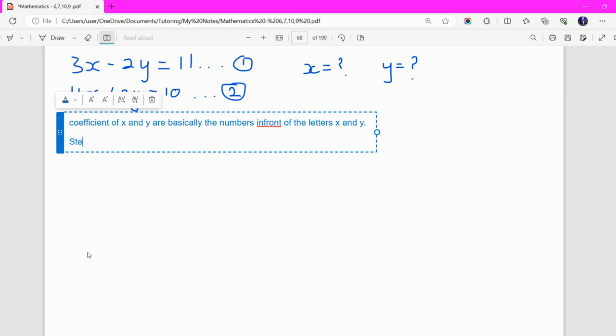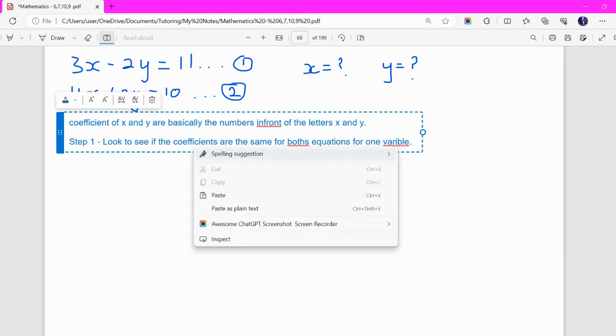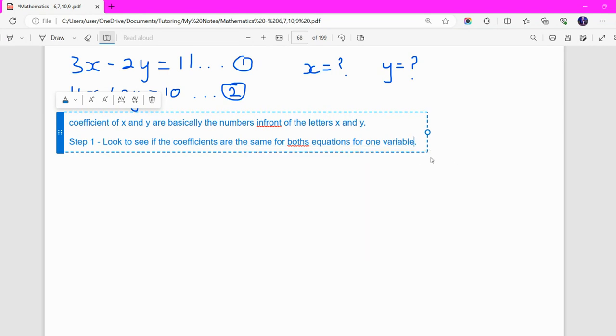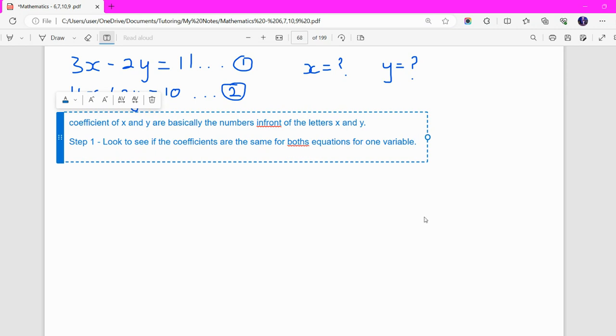So the first step, step one: look to see if the coefficients are the same for both equations, for one variable. So that is our first step, right?